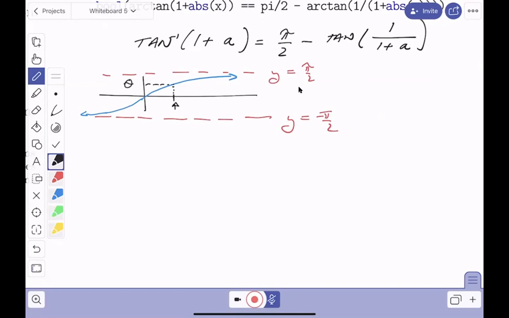And that angle theta has got to be greater than 0. And why is that? It's 1 plus A. So it's definitely above, let me point this out to you, definitely above this point. But I do know one thing about it. Y could be a really large number. It's also going to be less than pi over 2.